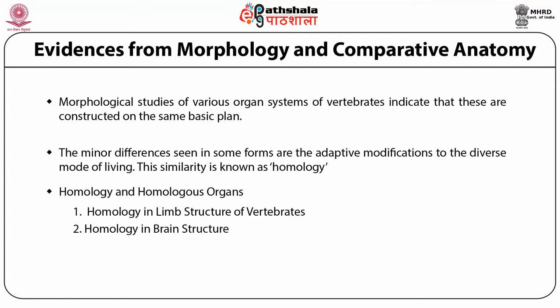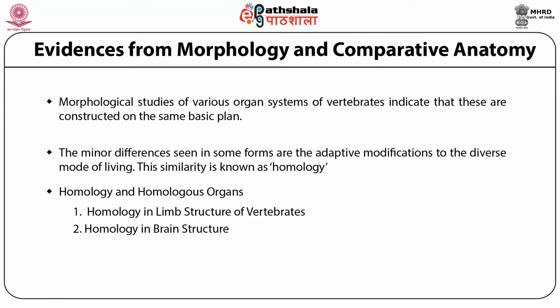Homology in the brain structure: ranging from fishes to mammals, the brain consists of a similar series of parts like the olfactory lobe, cerebral hemisphere, optic lobe, cerebellum, medulla oblongata, etc. As we progress through the series from fishes to mammals, some lobes present gradual enlargement, that is, the cerebral hemisphere.